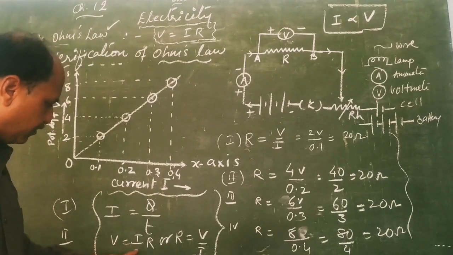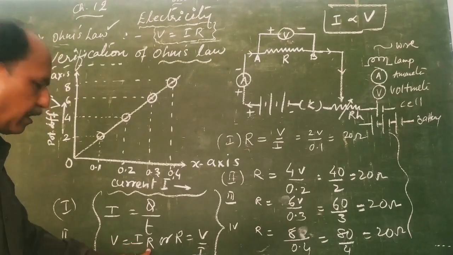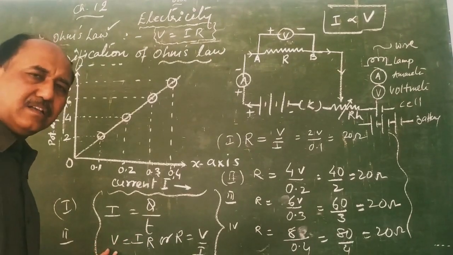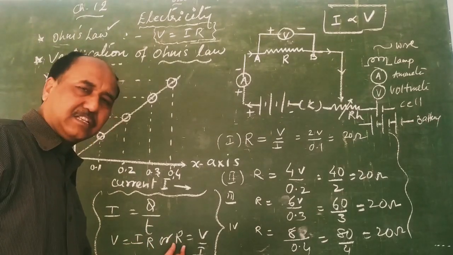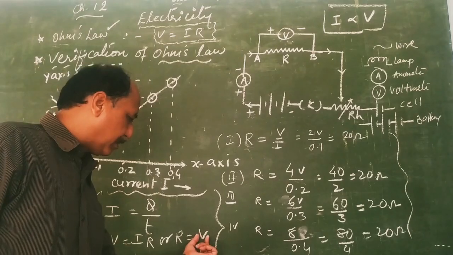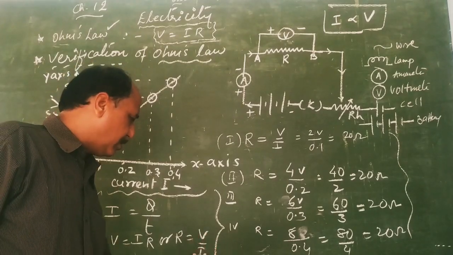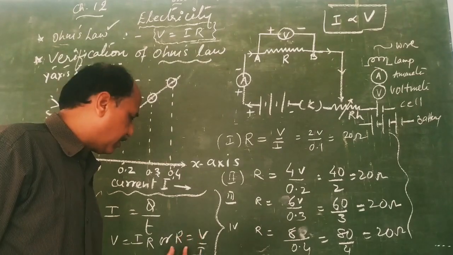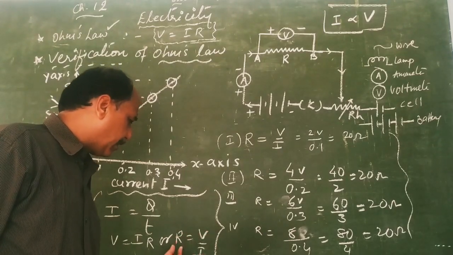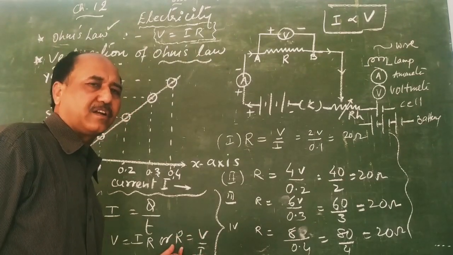Here also V equals IR. If I and R both are given, you can get the potential difference. And from here you can find the resistance of the conductor. If voltage is given in volts and current is given in amperes, then you can easily find V by I and obtain the resistance of a conductor.